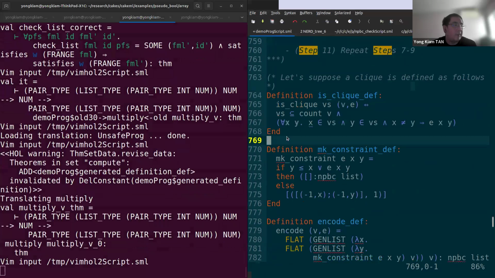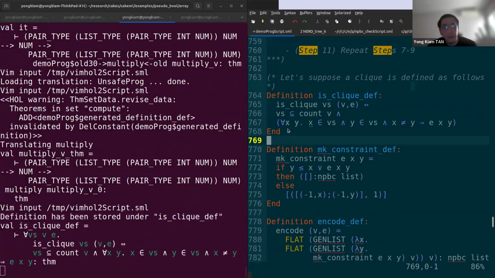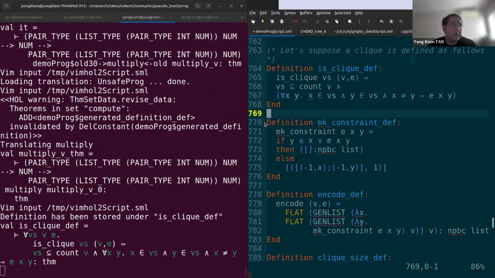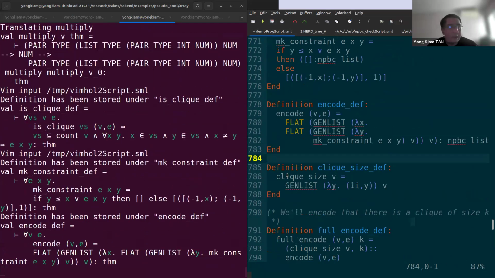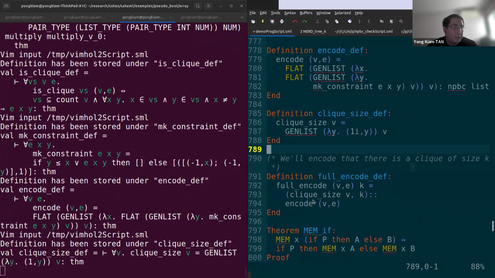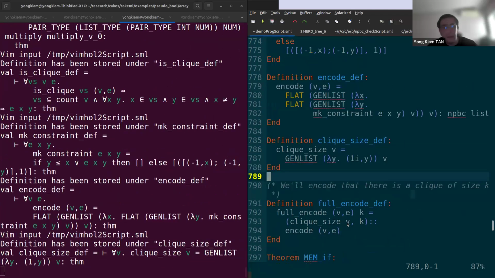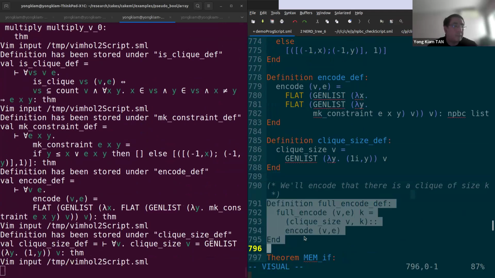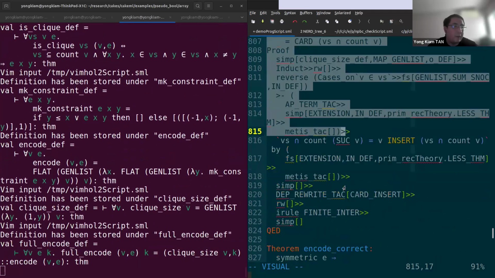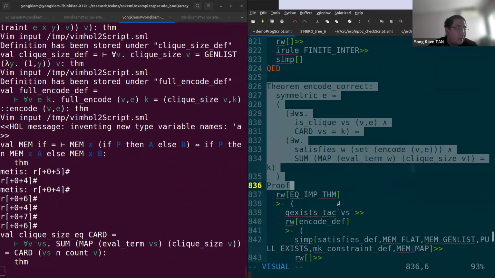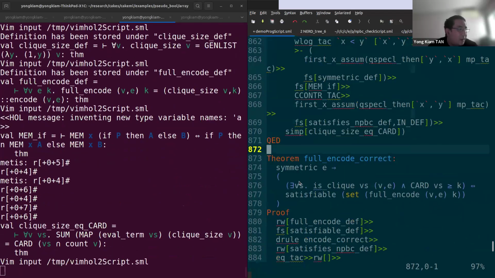So, we can start from a mathematical definition of what it means for something to be a clique. This is pretty abstract, but for this definition, we can, for example, write down an encoding of a problem. In this case, I'm going to encode whether there exists a clique of size k within a graph. This is a decision problem. And as before, you can actually prove something about this encoding. I hope this runs because I'm halfway through the file, but yeah.